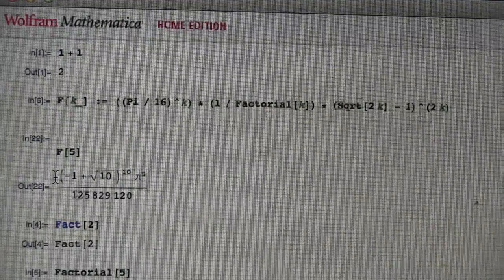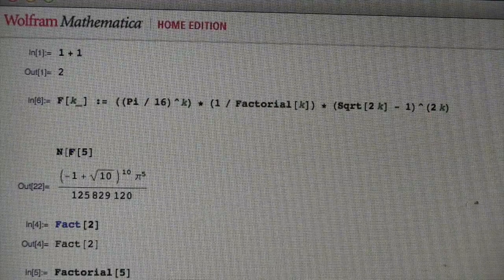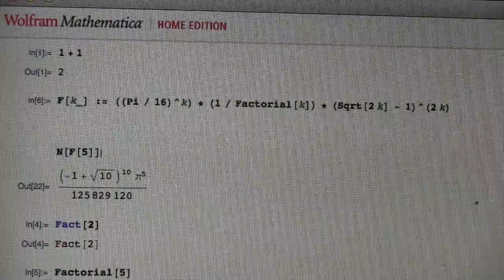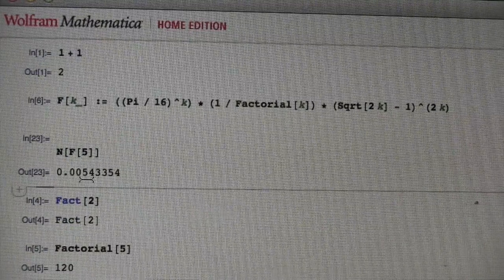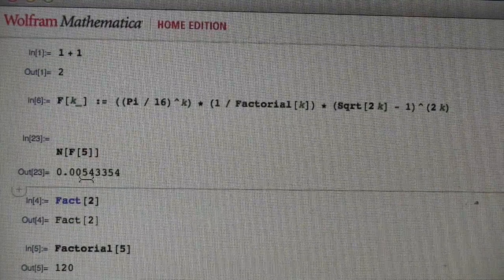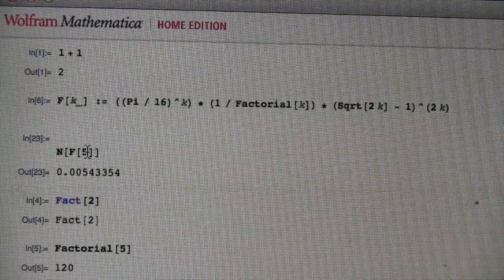But let's make this a number instead. Give me a number for that. And that is 0.005, which is not bigger than 1. Okay, so what number do you want to try next?